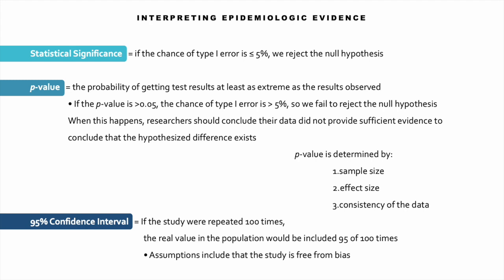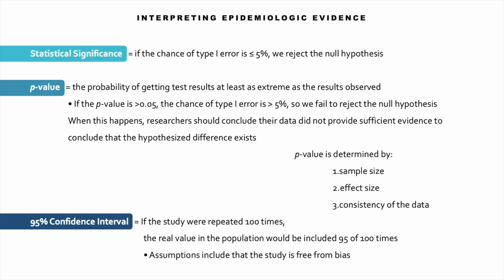P-values used in epidemiology are two-tailed because we can't presume to know the direction of the relationship we're studying. And p-values test not only the null hypothesis, but also the other assumptions being made in the analysis. P-values are determined by your sample size, the effect size, so if there's a really big difference between the two groups or if it's really small, and consistency of the data.